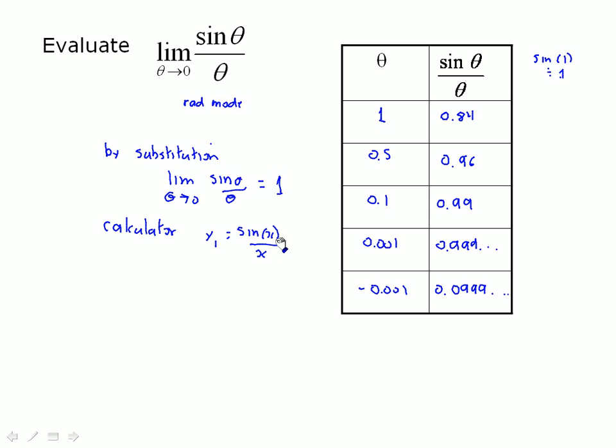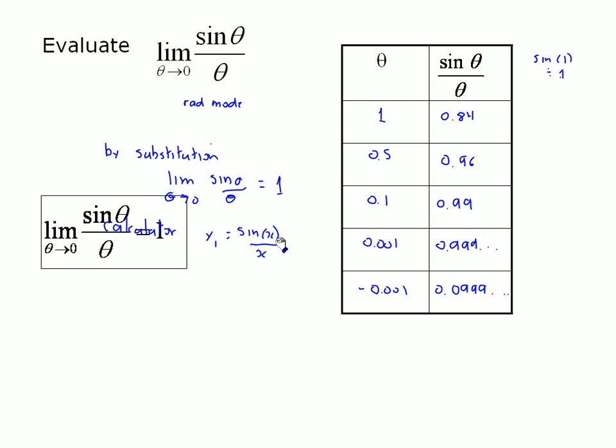Now, where this is going is a rule. Never mind that I've written over top of it. But the limit of sine theta over theta is equal to 1. Important enough to put a box around it. And this is also true because the reciprocal of 1 is just 1. The limit as theta approaches 0 of theta over sine theta is also equal to 1.